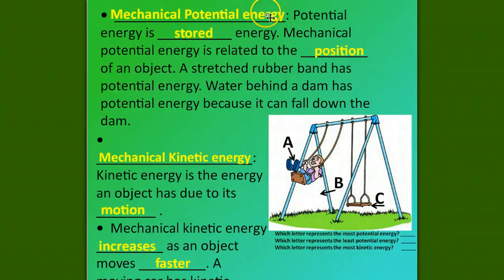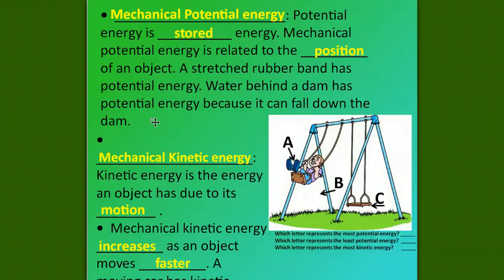Mechanical potential energy. Potential energy is a stored energy. When I told you to freeze, you were storing that energy. Mechanical potential energy is related to the position of an object. A stretched rubber band has potential energy. Water behind a dam has potential energy because it can fall down the dam. A stretched rubber band has potential energy because it can be released and show elastic energy.